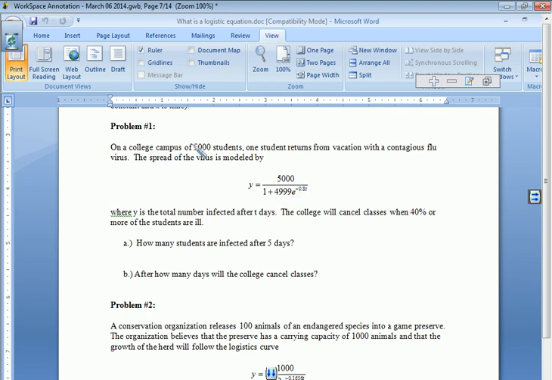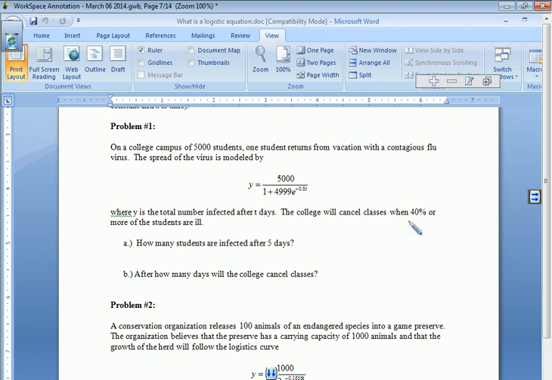It says, on a college campus of 5,000 students, one student returns from vacation with a contagious flu virus. The spread of the virus is modeled by this function. Now, M represents our maximum growth. Does it make sense that the maximum growth would be 5,000? Because how many students could actually catch the flu? 5,000. Now, they may not all have it at the same time, but this would represent the number that have caught the flu, where Y represents the total number infected after T days.